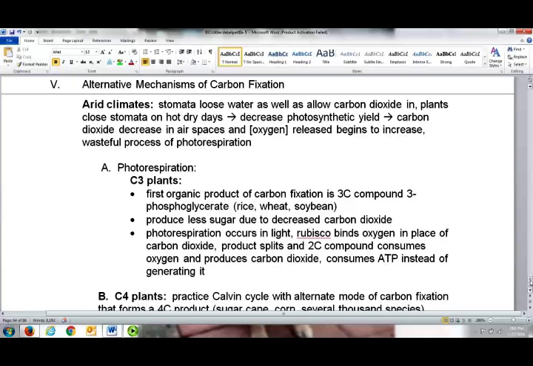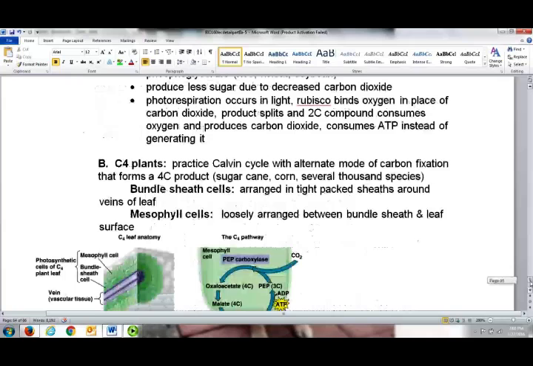So your C4 plants have created an adaptation. They're going to practice the Calvin cycle with an alternate mode of carbon fixation that forms a 4-carbon product. Examples of these plants would be sugarcane and corn. There's several thousand species that use this.